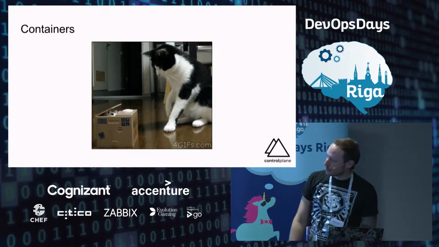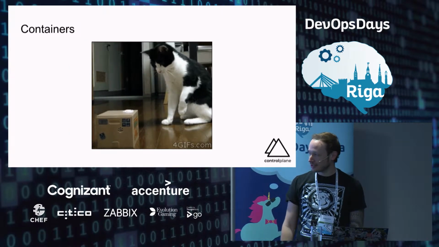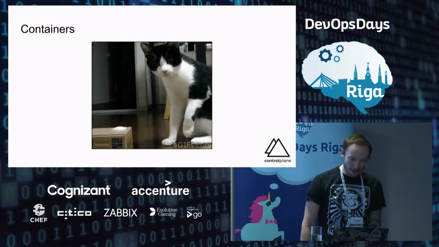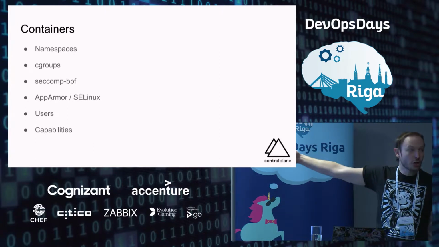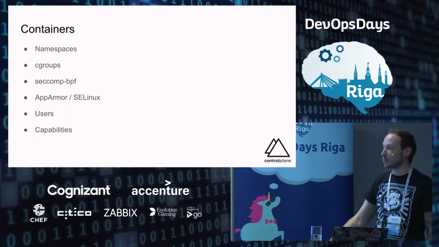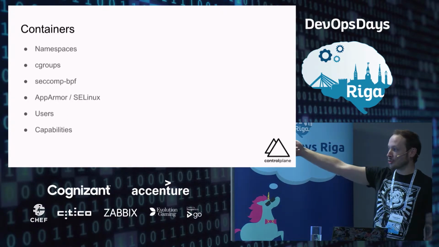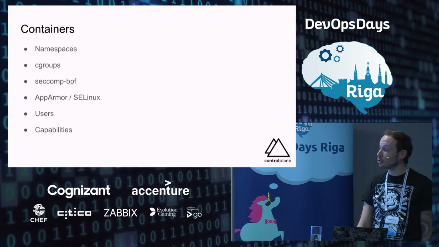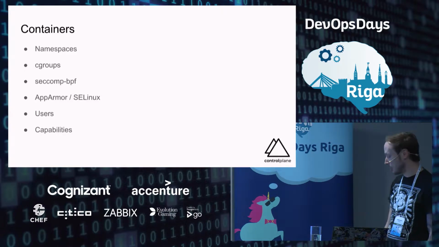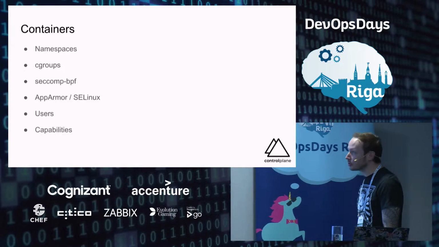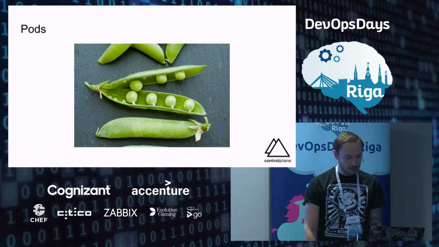So, securing workloads. We know what a container is, as does this kitty. They form the basis of the Kubernetes security model. They are just kernel primitives that Linux exposed to us, then some Linux security modules, and of course discretionary access control based on our users and file system permissions as traditionally, and finally capabilities.